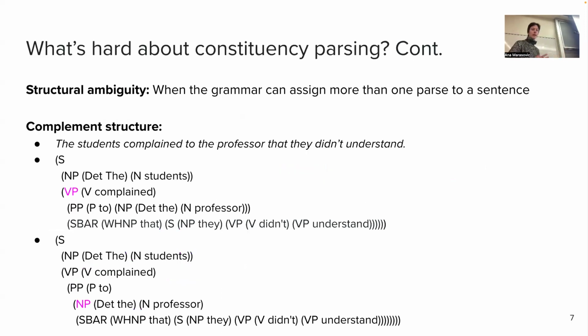Okay, then I have two more examples. This is the problem of complement structure. Here we have: the students complain to the professor that they didn't understand. So that is what we are talking about here. One way to read this is that students didn't understand, and then they complain to me, which you don't commonly do. You are very, very kind and don't complain much. But the other reading is that they complain to a professor they even never met, right?